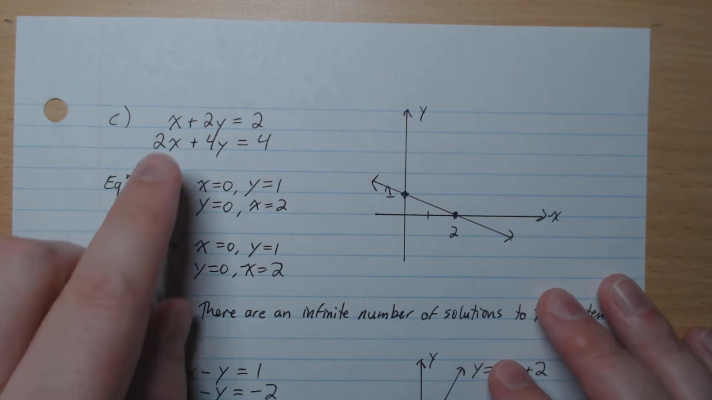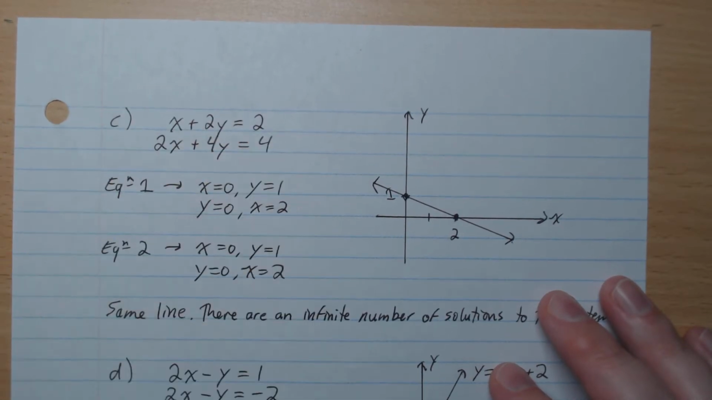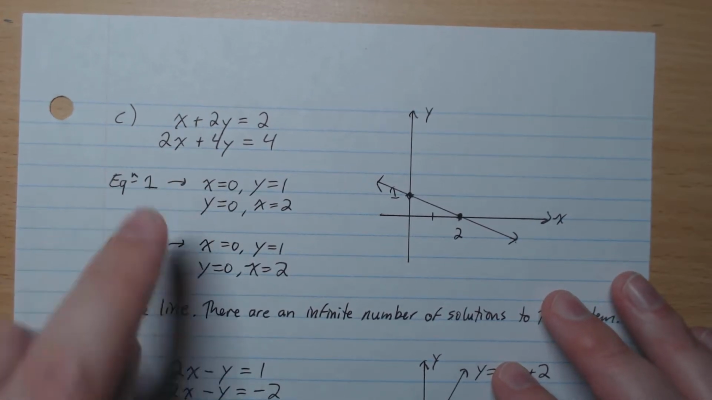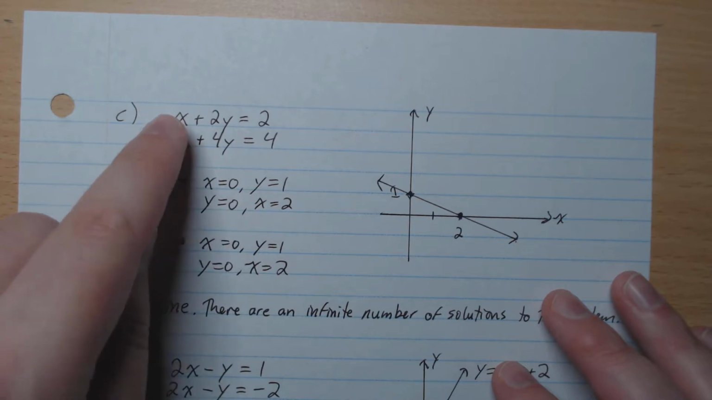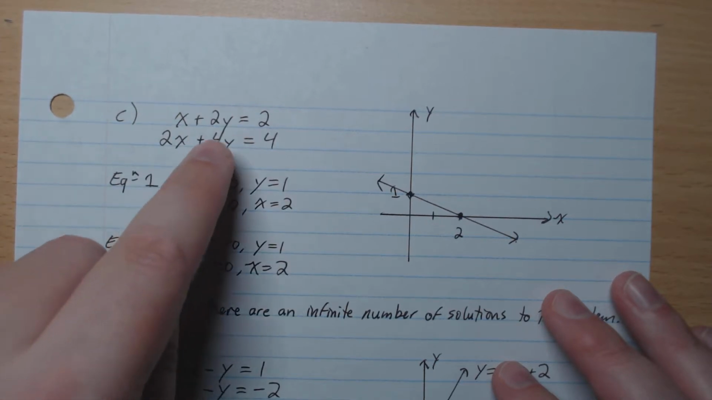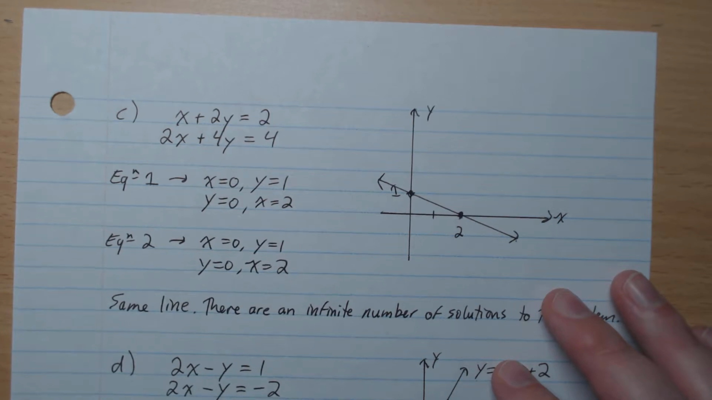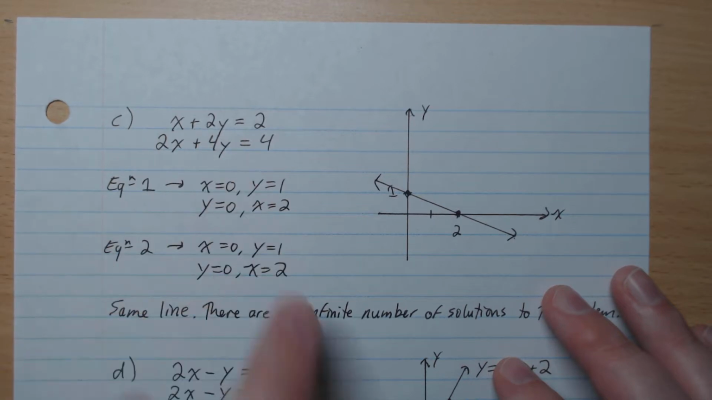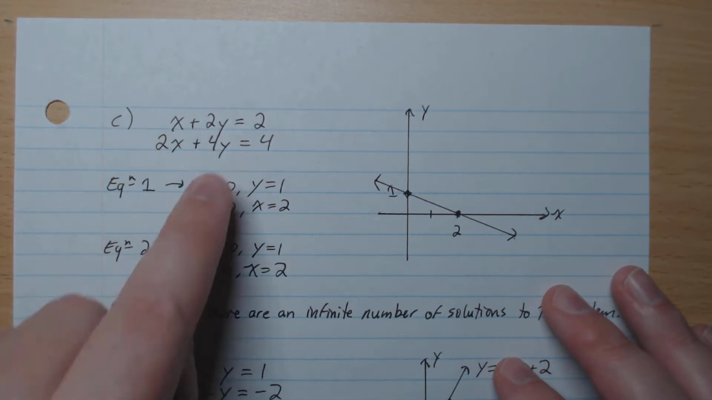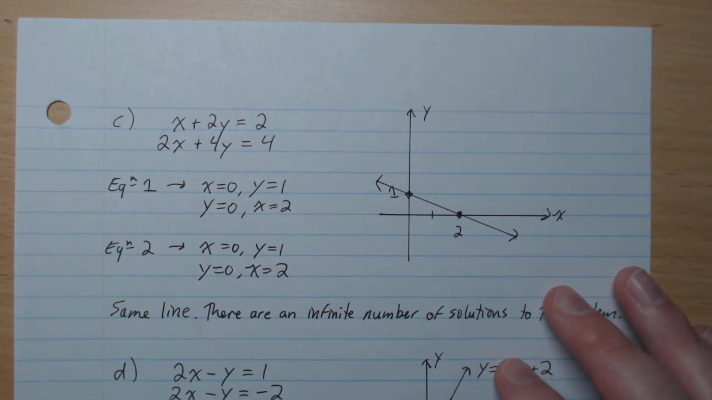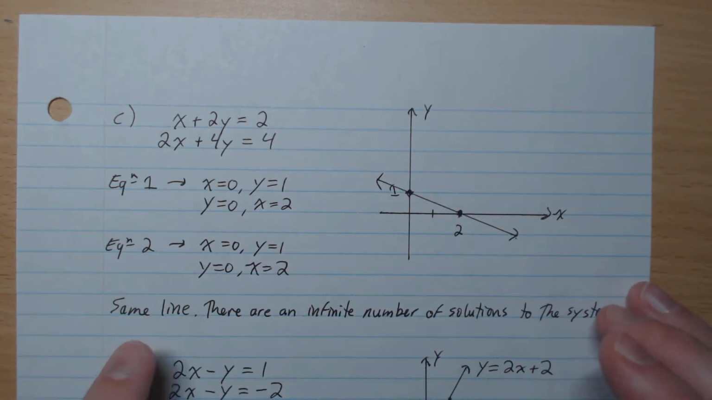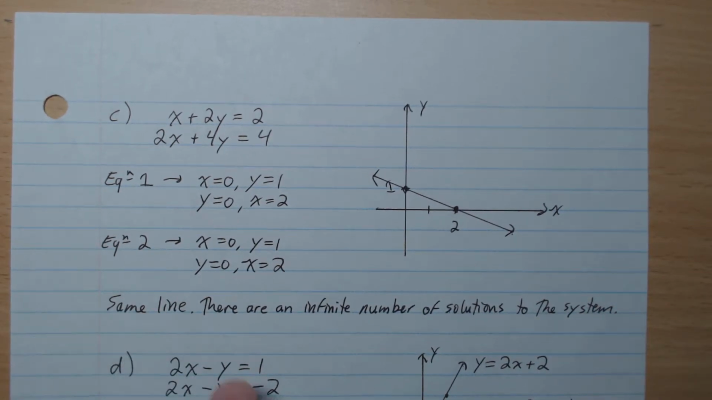Okay, C. Here's our next system here. x plus 2y equals 2, and 2x plus 4y equals 4. And so we're going to do the same thing, x, y intercepts for both. When x is 0, we get y equals 1. When we plug in y equals 0, we get x equals 2. Going to equation 2 now, if we plug in x equals 0, we get y equals 1. Plug in y equals 0, and we get x equals 2. And so we see that these points coincide, and so the lines coincide, and so we have the same line. And because we have the same line, there are infinite number of solutions to the system.